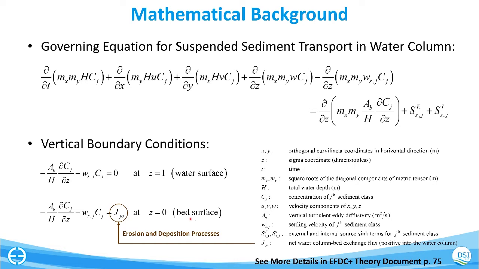And at the bed surface, which is the bottom of the water column, there are erosion and deposition processes. So this J0 term represents the net sediment exchange flux between the water column and bed. And the more mathematical details are written in the EFDC+ theory document, and you can download this document from our EEMS website.